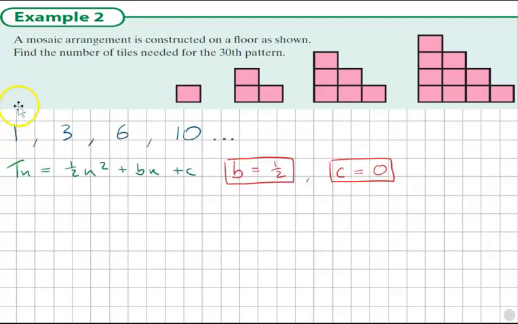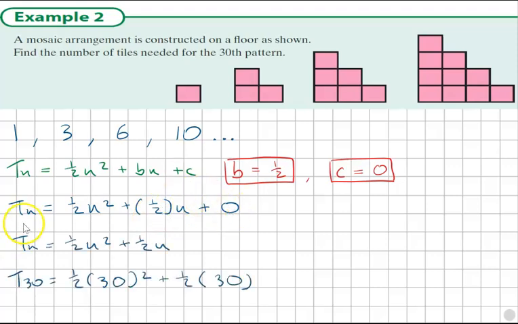So again, our pattern is 1, 3, 6, 10, ... Our Tn formula for a quadratic pattern is a half n squared plus bn plus c. We know that b is equal to a half, and we know that c is equal to 0. So we get Tn equals a half n squared plus a half times n plus 0. So a half in place of b and 0 in place of c. So simplifying, we get Tn equals a half n squared plus a half n.